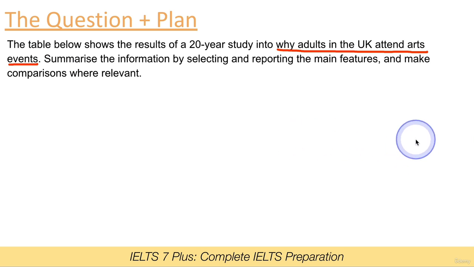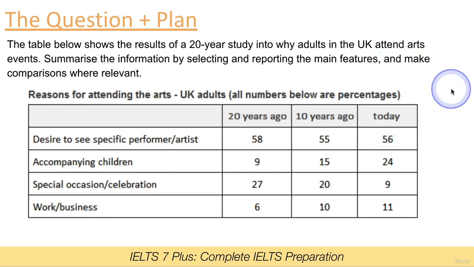Right. Okay, let's have a look then at the table itself. Here we are. So the reasons why are here on the left. So let's go through them. Desire to see a specific performer, artist. Accompanying children. Special occasion, celebration. Work, business. Right, okay. And we have from 20 years ago, we have from 10 years ago, and we have today. So this should make us think, oh, we'll use the past tense for 20 years ago, 10 years ago, and then we can use the present tense for today.